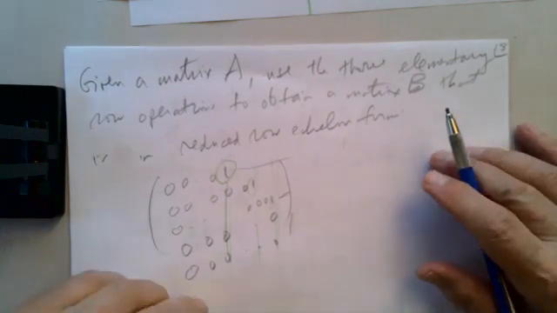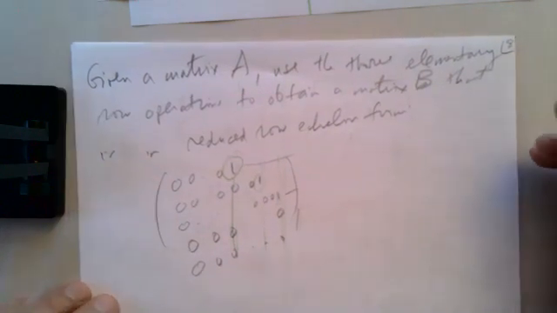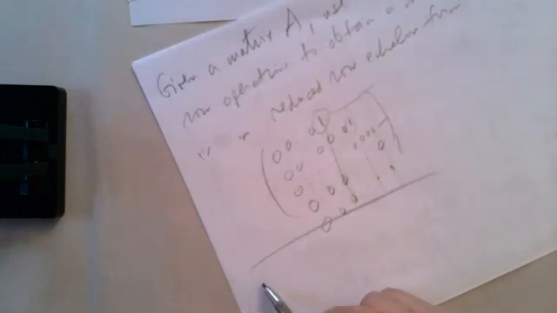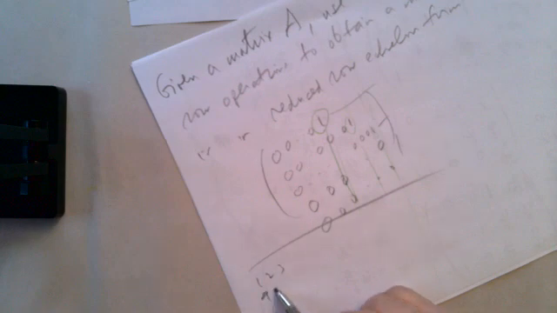Or you might have a problem that just says put this matrix in reduced row echelon form. So for example, suppose I give you the matrix 1, 2, 3, 4, 5, 6, 7, 8, 9.